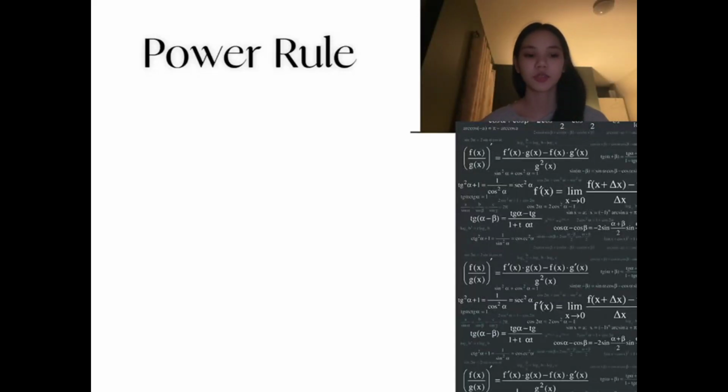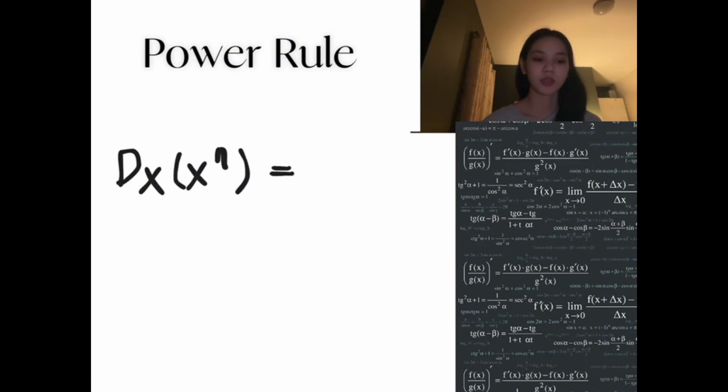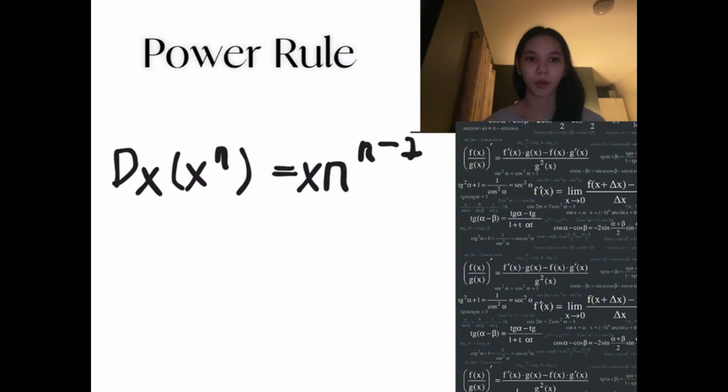The second rule for finding the derivative of an algebraic function is the power rule. For this rule, we will use the formula. The derivative of x raised to the power of n is equal to n times x raised to the power of n minus 1, where n is a real number. Here's an example, problem number 1. The derivative of x raised to 3.